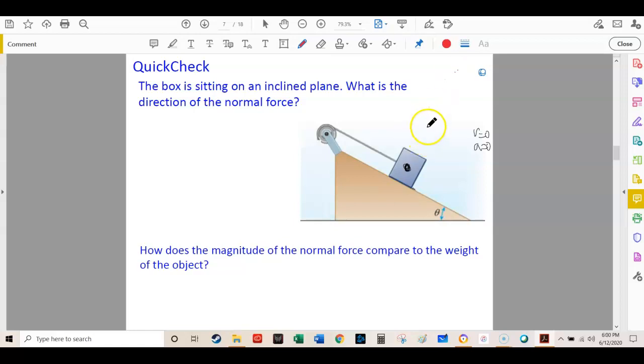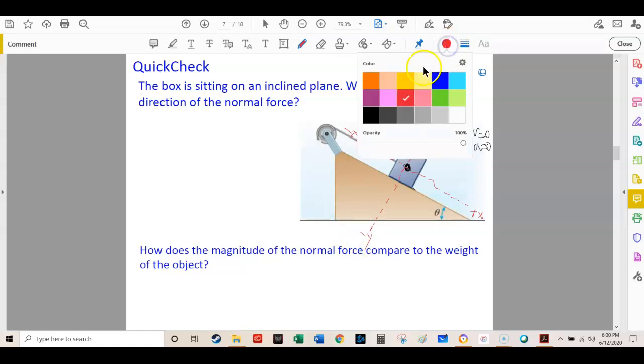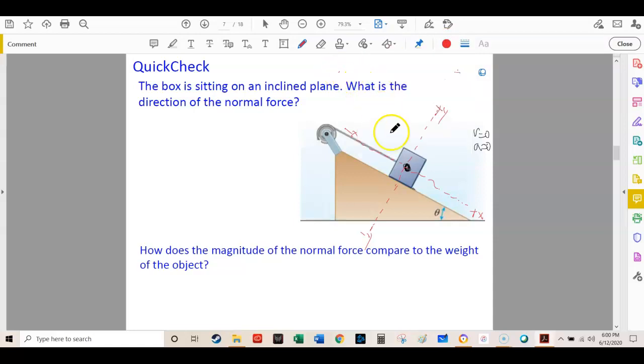Okay? So in this case, the x direction is going to be parallel to the surface. So that means positive x is going to be down the plane. The negative x is going to be up the plane. Positive y is always perpendicular to the positive x. So positive y is going to be pointed at this tilt. And negative y is going to be pointed down that way. Okay? We'll do more inclined plane stuff later on, but I just wanted to show you this. Okay? So now that I have my coordinate system here, let's talk about this object now.